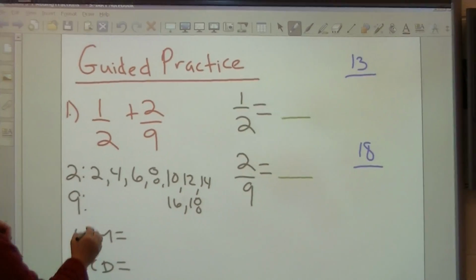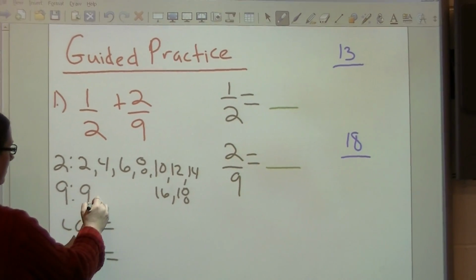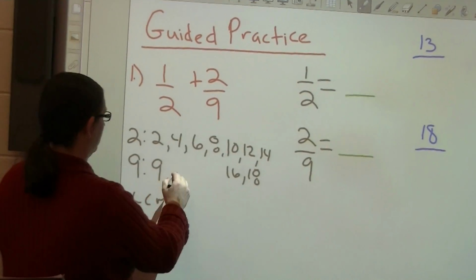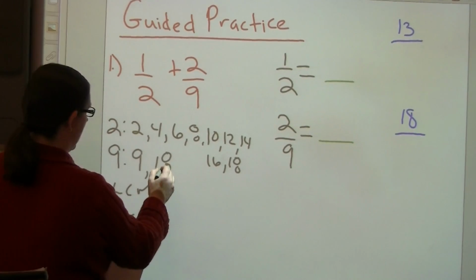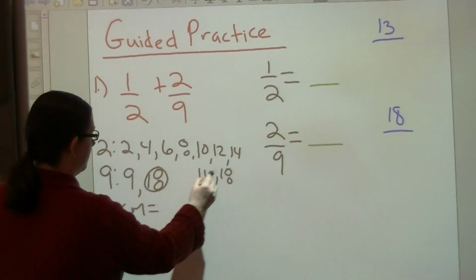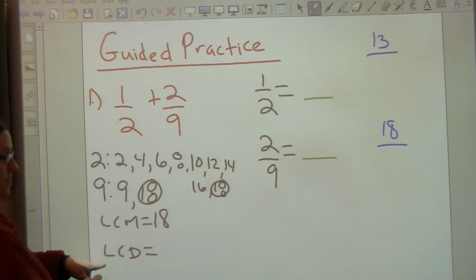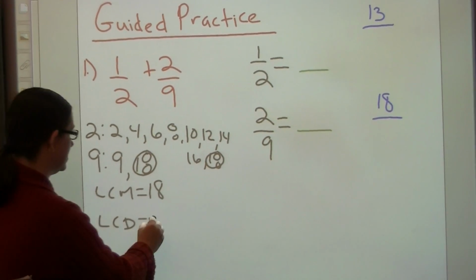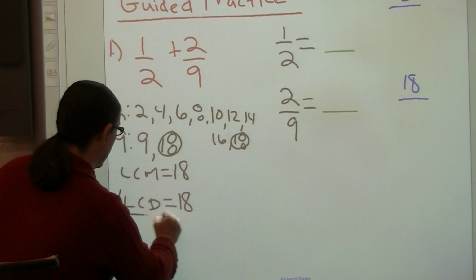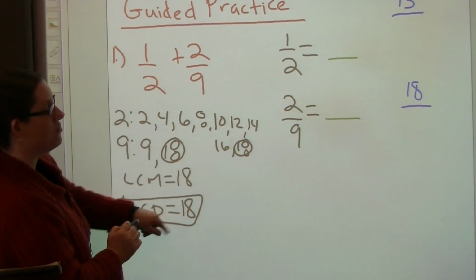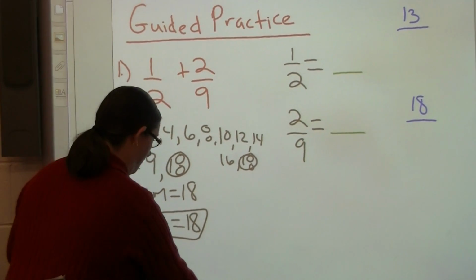Now multiples of 9, we have 9 times 1, which gives us 9, and 9 times 2 gives us what? 18. Okay, so what is the smallest number that they're sharing here? Good, so our LCM is 18, which makes our LCD, our least common denominator, the same number. It's 18. And this is the number now we need to use for our equivalent fractions.